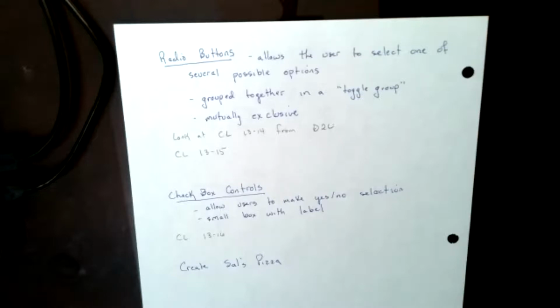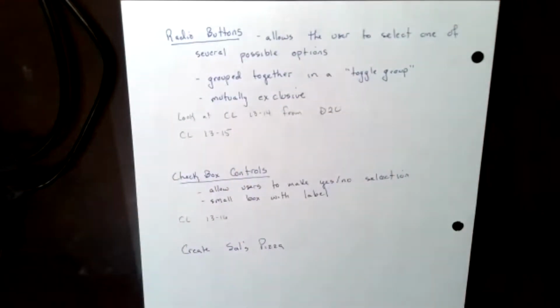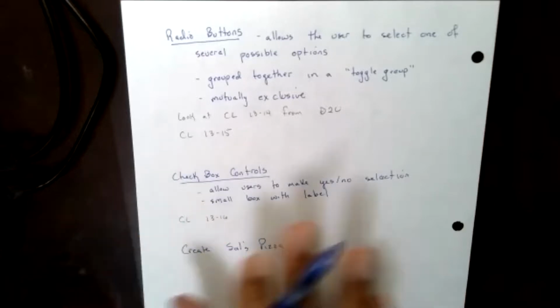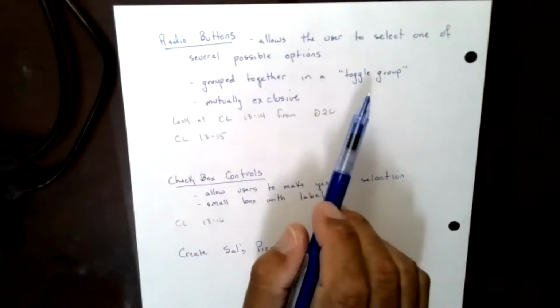So here's a dumb question. Why do they call them radio buttons? Anybody? If you have a car, you probably have a radio in a car. And you see a list of buttons. And if you push one, it goes to that station. If you push another one, it goes to that station. If you push the first one, it goes back to that station. They're mutually exclusive. Each one represents its own thing. Okay. When we take a look at radio buttons, we're going to put them in what's called a toggle group.